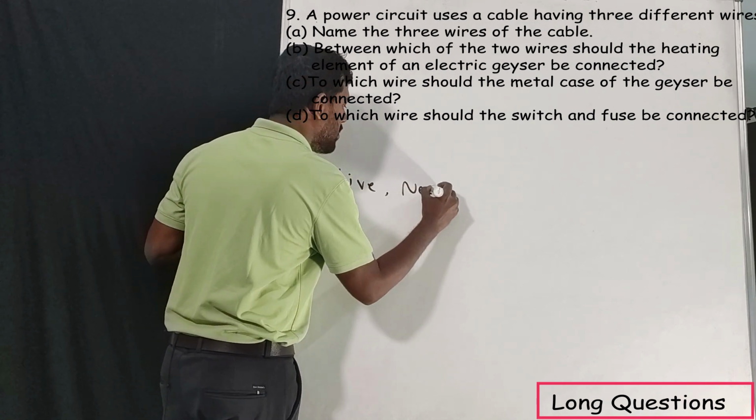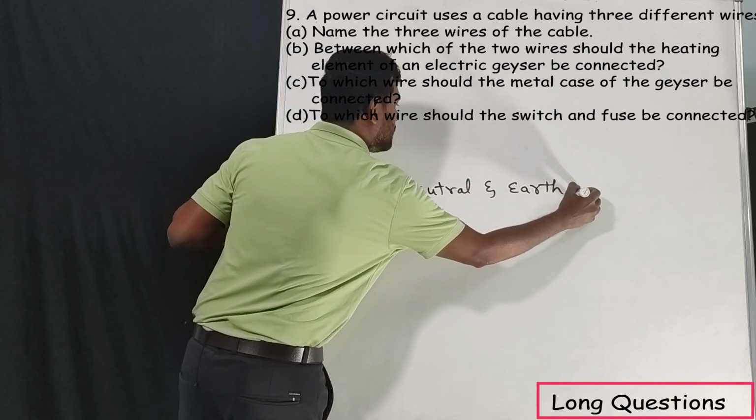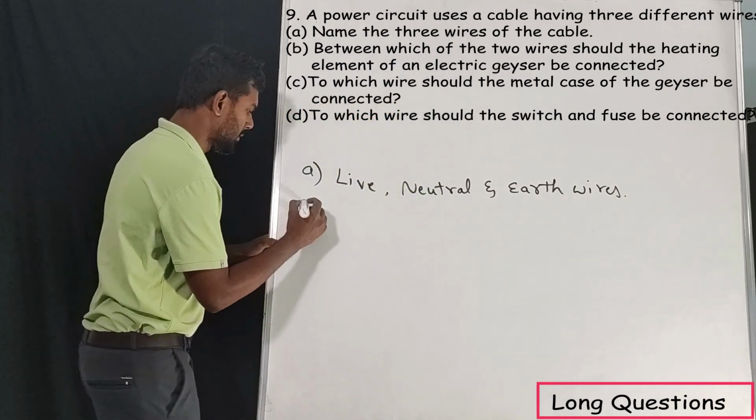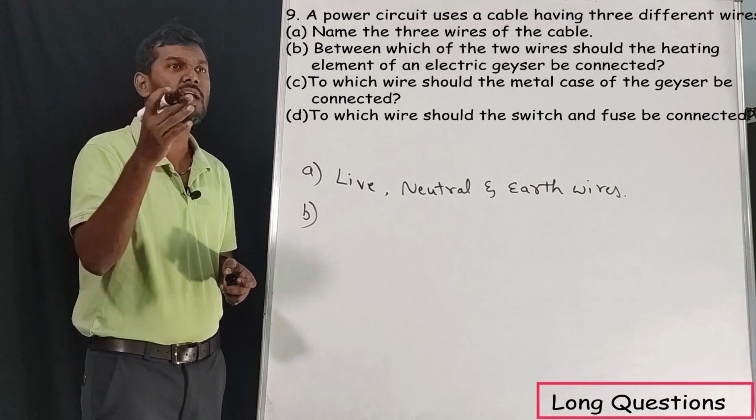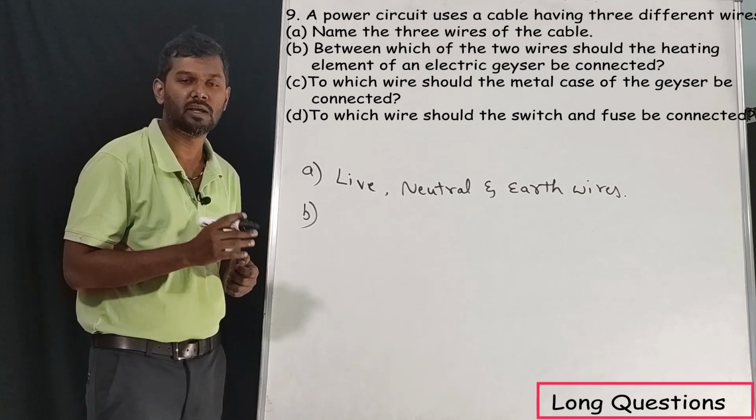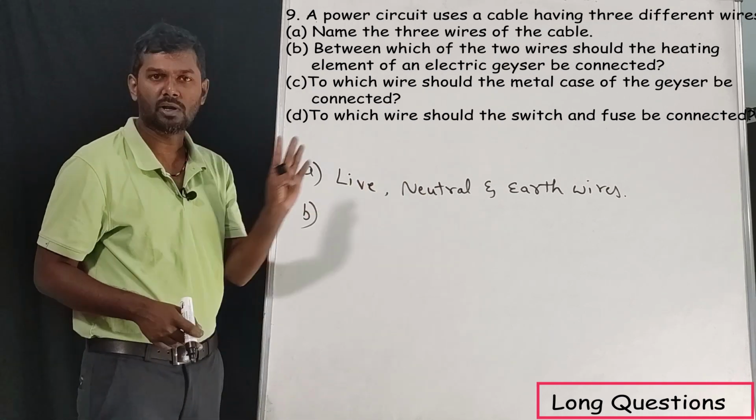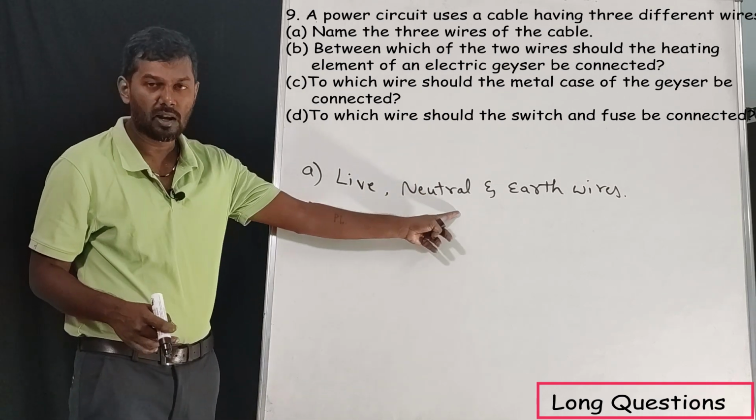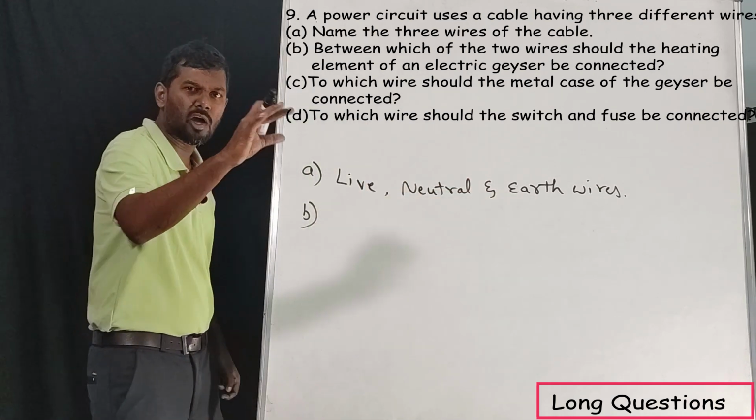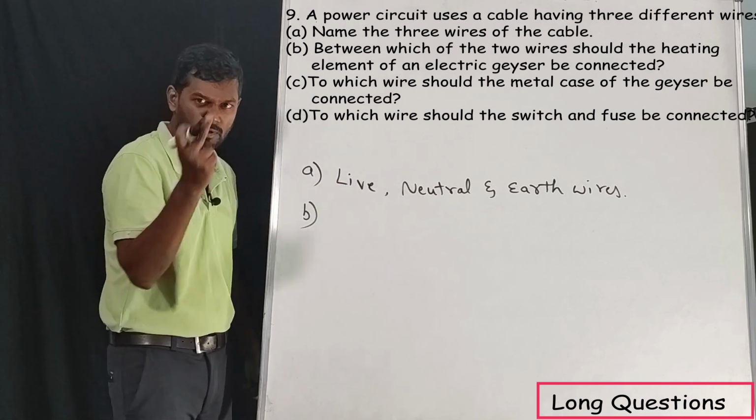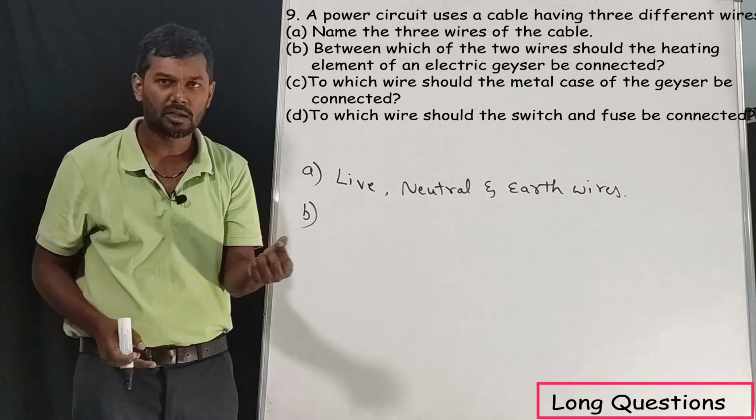Live, neutral and earth wires. Then sub question B: between which of the 2 wires should the heating element of an electric geyser be connected? See, every appliance should be connected to a live and neutral wire. Live and neutral wire. If it is using more power, then it will be connected to the earth wire. So all the appliances should be connected to live and neutral. Keep that in mind. And if it is using more power, then it should be connected to the earth wire.